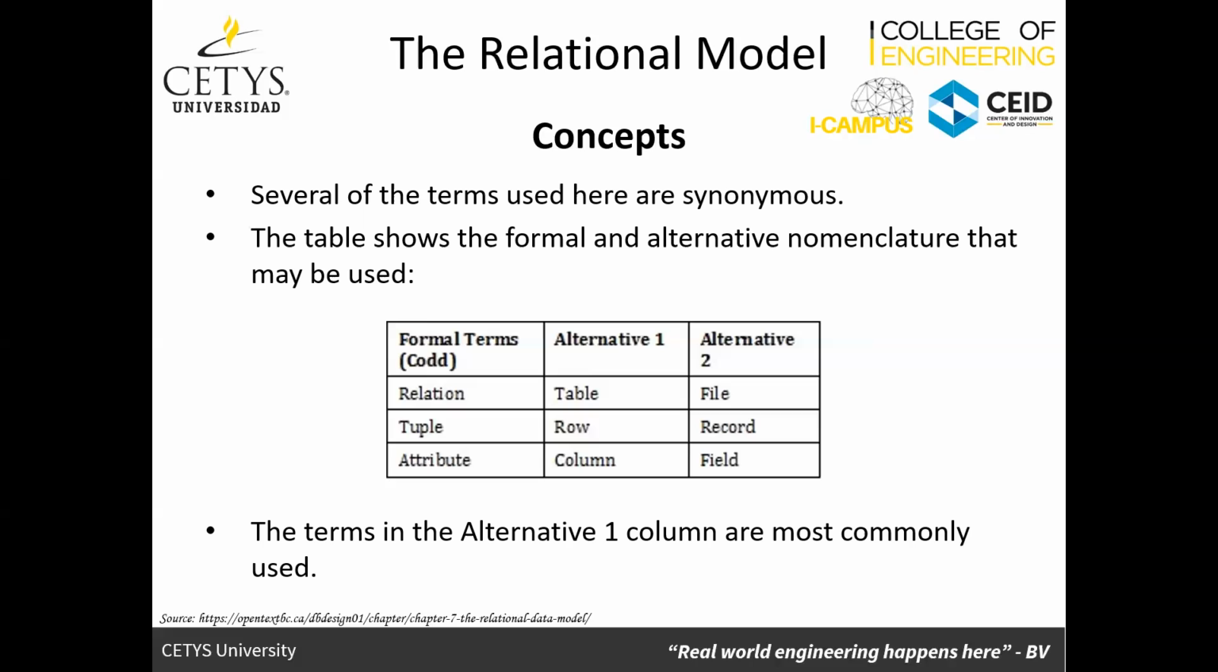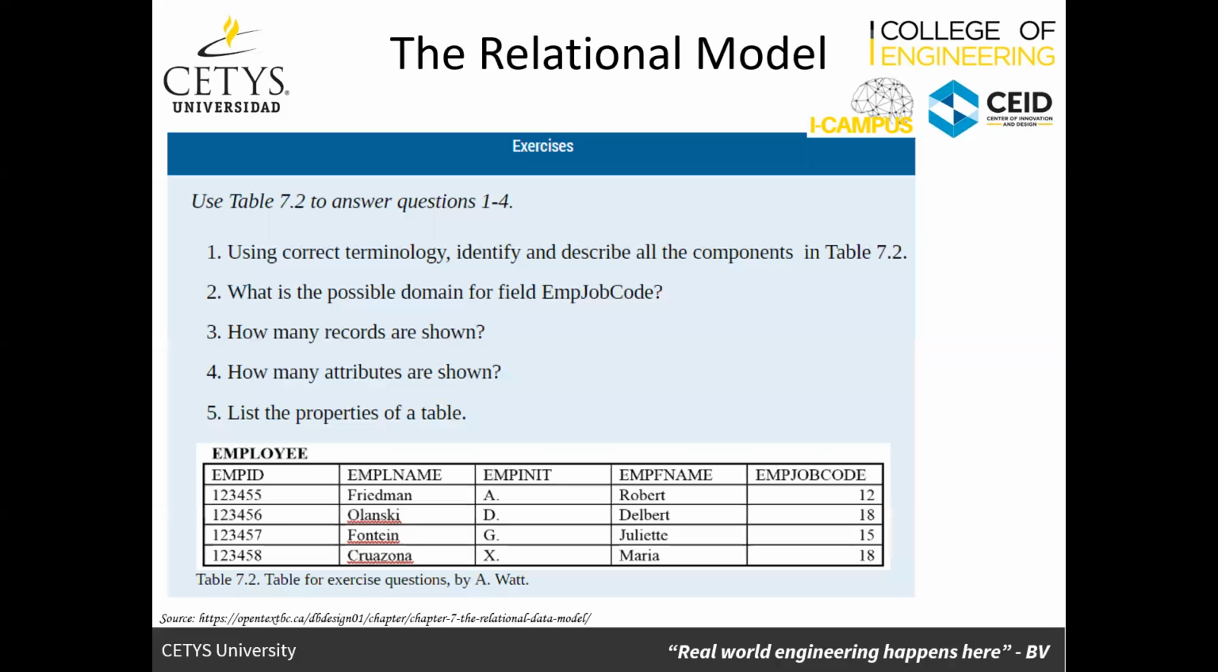The specific instance is going to be called a tuple, a row, or a record. And lastly, what we call attributes we're going to be calling columns or fields. From now on, we're going to be using more of the terms in column 1, which are table, row, and column. In some cases, we're also going to be talking about records and fields, but the most common is going to be what we see there in alternative 1.